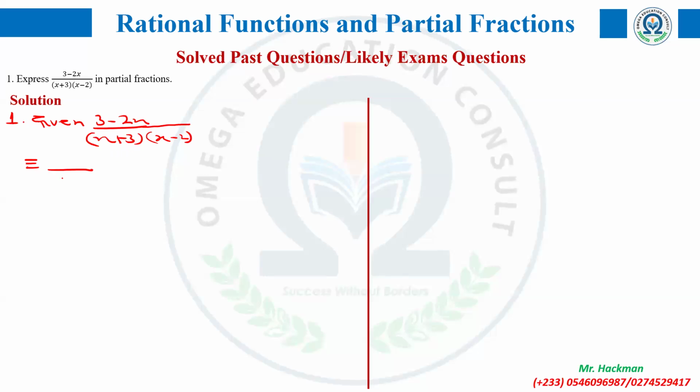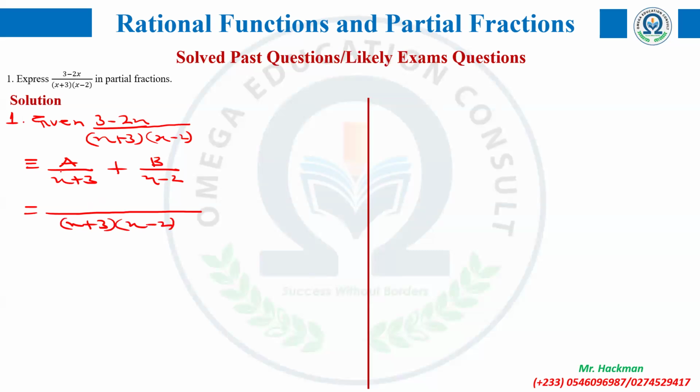The first fraction, the denominator will be x plus 3, plus the second fraction, the denominator will be x minus 2. The denominator is linear, my numerator should be a constant, so A. Denominator linear, my numerator should be a constant, so B. At this point, single fraction all the way. So my denominator of the single fraction, which is my LCM, will be the same as the denominator you have here, x plus 3 into x minus 2.